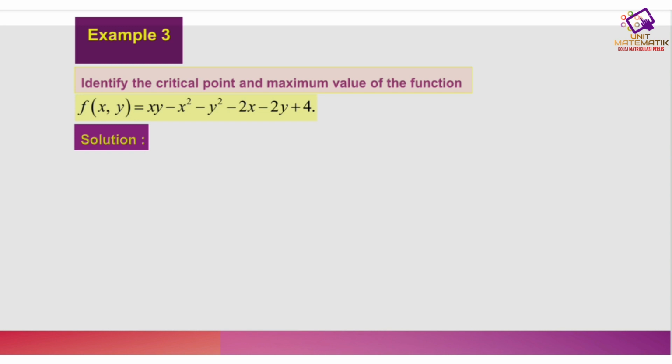Next, we discuss example 3. The question is: identify the critical point and find the maximum value of the function. Given f(x,y) equals xy minus x squared minus y squared minus 2x minus 2y plus 4. We solve this question by using the 4 steps. Step 1.